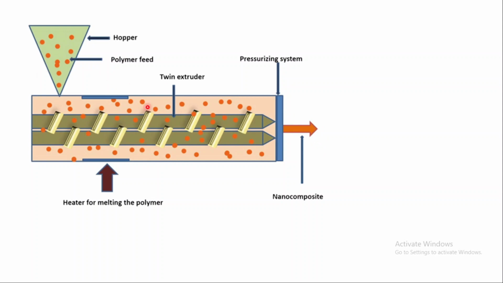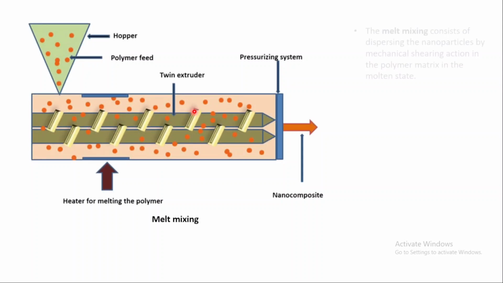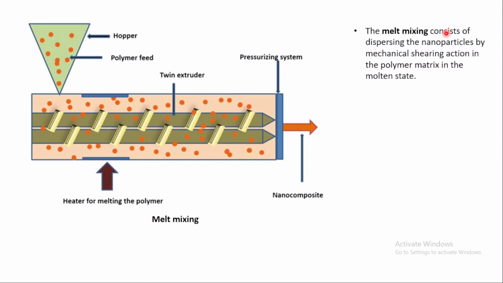We can combine them with the help of melt mixing with high heat and a pressurizing system, and collect it as a layer of nanomaterial from this twin extruder, right? So this is the industrial process, or how it happens, for melt mixing. The melt mixing consists of dispersing the nanoparticles by mechanical shearing action in the polymer matrix in the molten state.